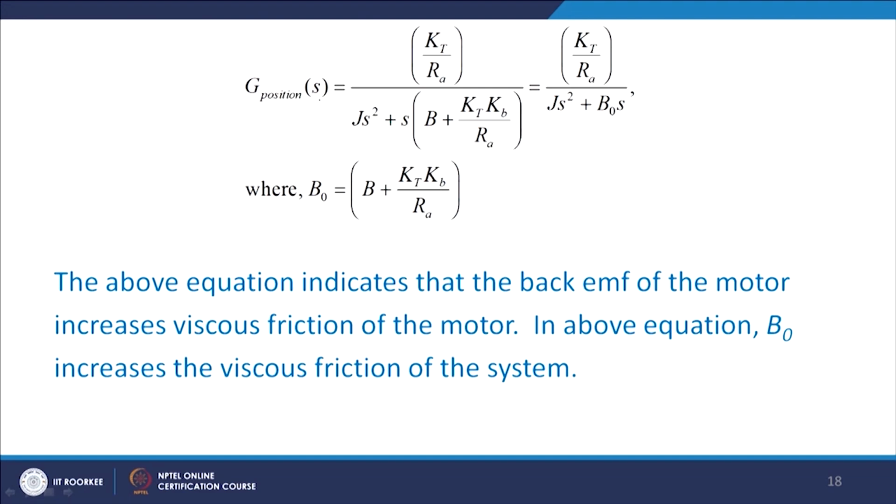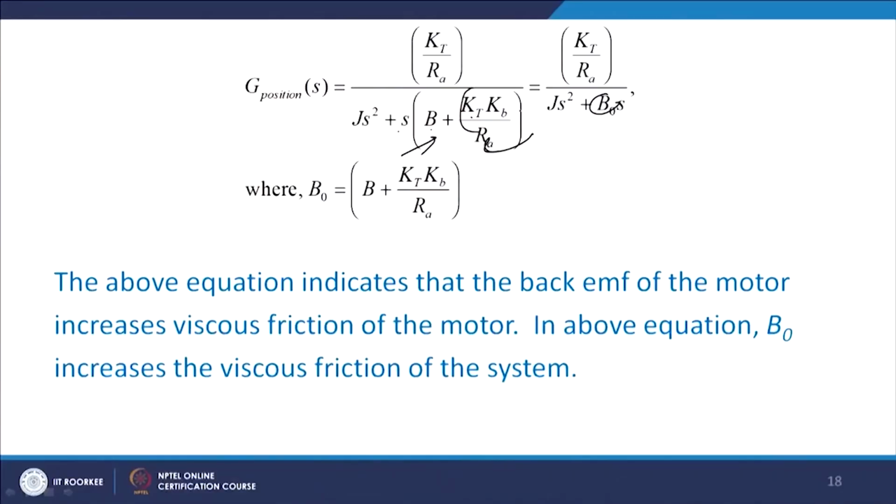So here G position S equals KT by RA, J S square plus S (B plus KT KB by RA), that is equal to (KT by RA) over S(J S plus B0), where B0 equals B plus KT KB by RA. So B is the friction which opposes the motion. So what will happen? Here KT KB, they are responsible for the back EMF.